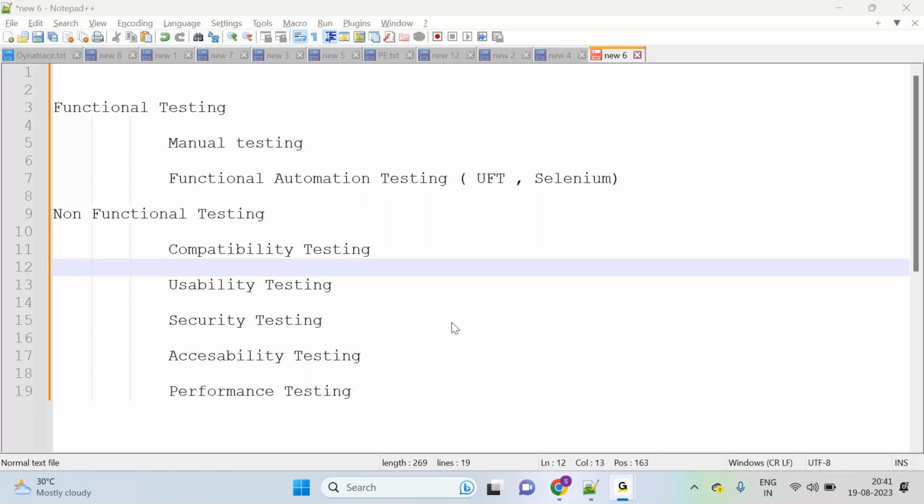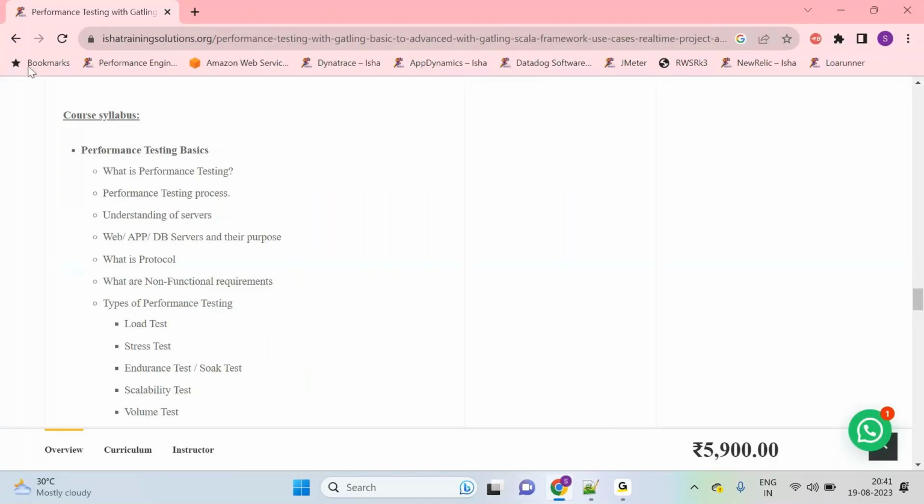So that understanding I'm going to give you in the initial part of the sessions, because real-time experience of what is actually happening in the real world matters. When you are talking to an interviewer or your manager, the way you interact should create a good impression about your experience and skill set. As part of that, what I explained is what performance testing is, what we are going to do, and then the performance testing process.